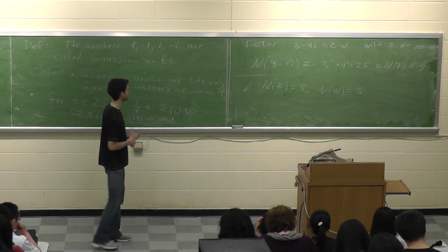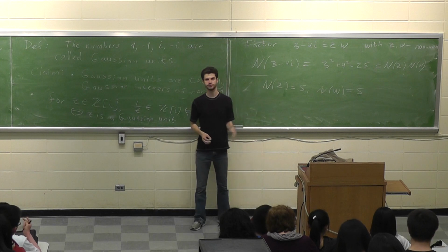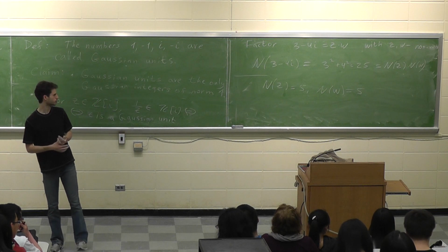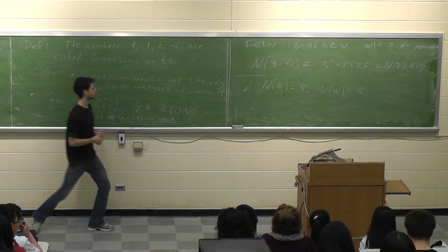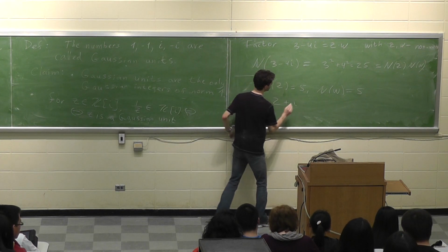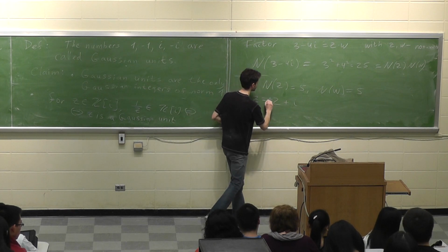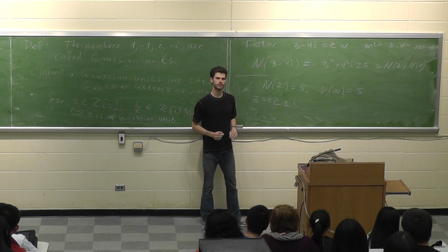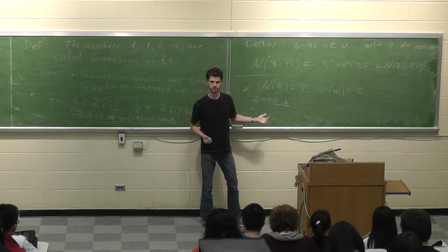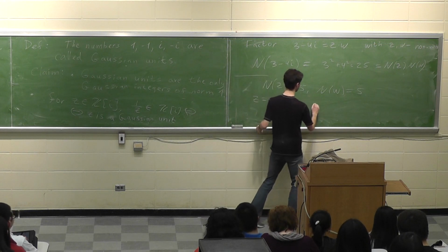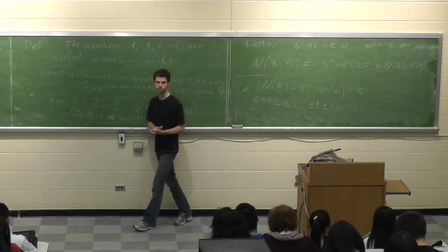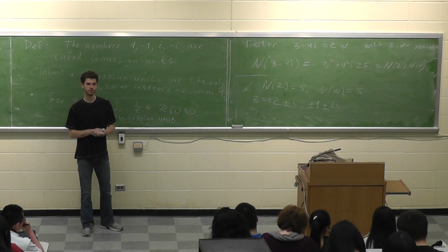Now we should find some Gaussian integers with norm 5. Does anyone know a Gaussian integer of norm 5? So what are the possibilities for z? Basically, it's 2 plus i. Of course, I can take plus or minus 2, plus or minus i. And there are some other options: 1 plus 2i, and once again plus minus, plus minus. So there are 8 solutions, and basically no other solutions.